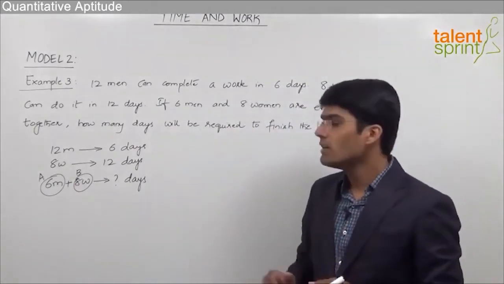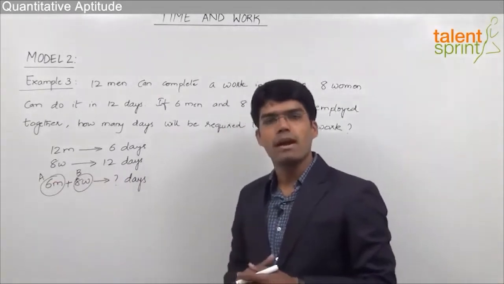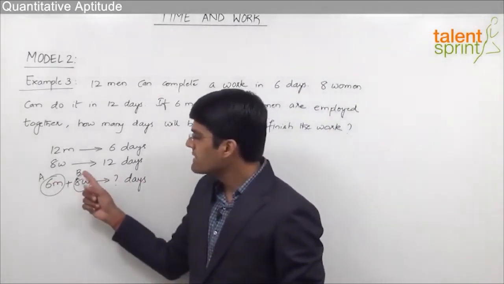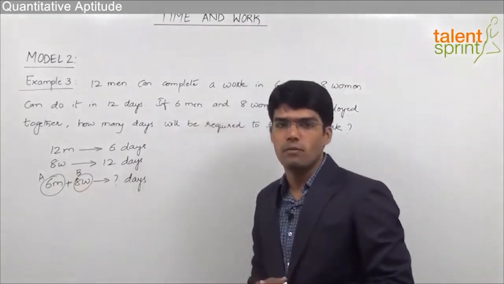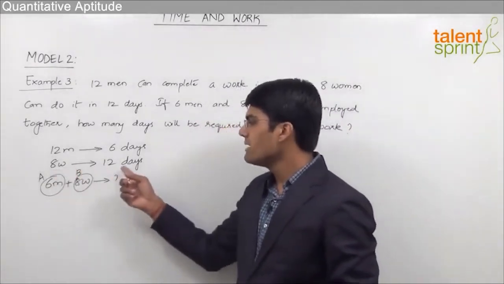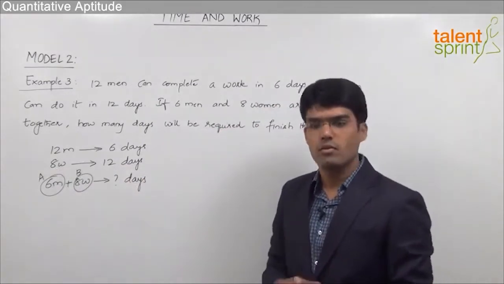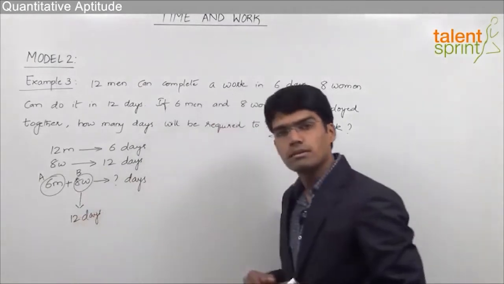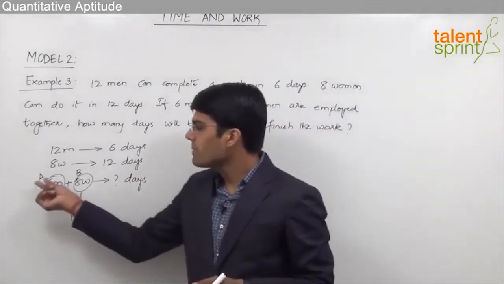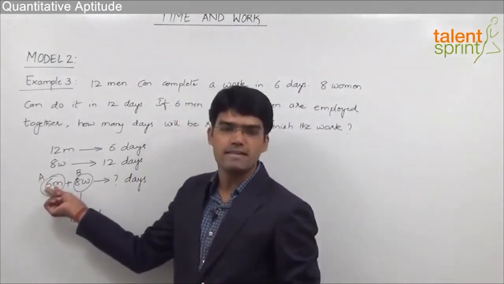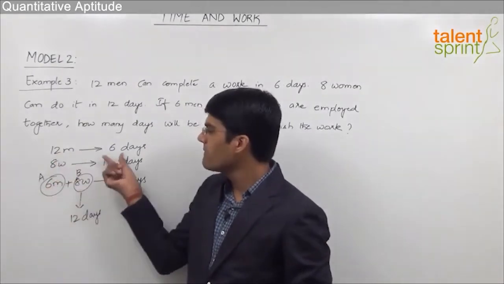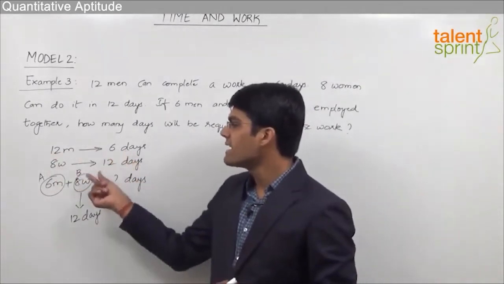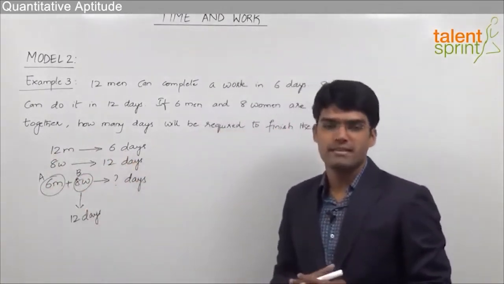So let us now work on to find out the number of days required by the persons A and B individually. As we can see here, person B is nothing but the group of 8 women, and we know that 8 women can finish this work in 12 days. So we can directly say that B will take 12 days to finish the work. When it comes to the person A, we have got a group of 6 men. We know that 12 men can finish the work in 6 days. Now if 12 men take 6 days, how many days will be required by 6 men?